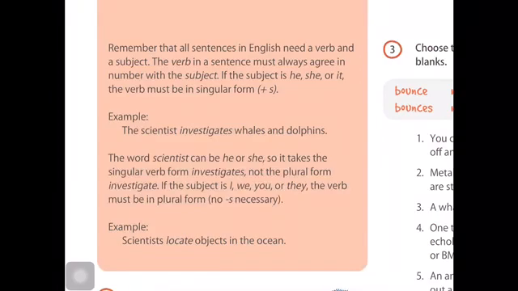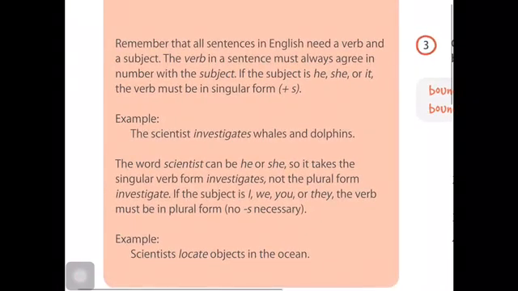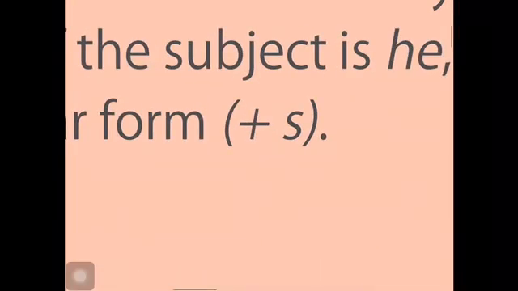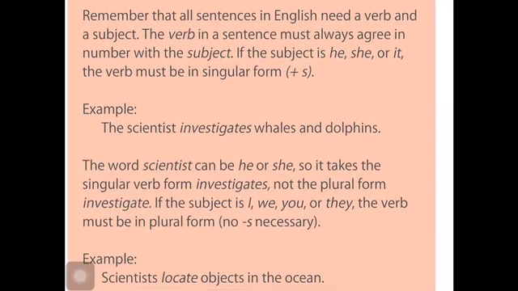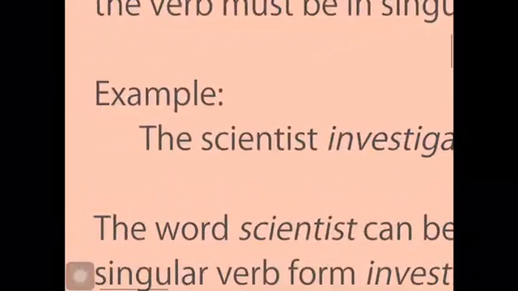7, you can find a chart with what I explained to you, and it says, remember that all sentences in English need a verb and a subject. The verb in a sentence must always agree in number with the subject. If the subject is he, she, or it, the verb must be in singular form plus the letter S. Don't forget that. Okay? Example. The scientist investigates whales and dolphins. Okay? The scientist investigates.